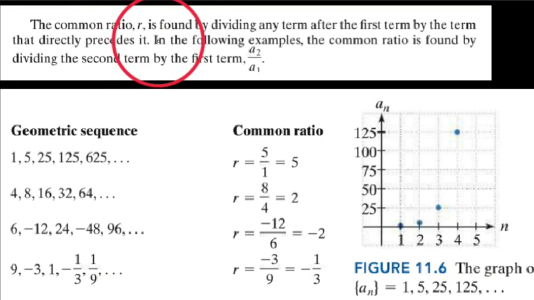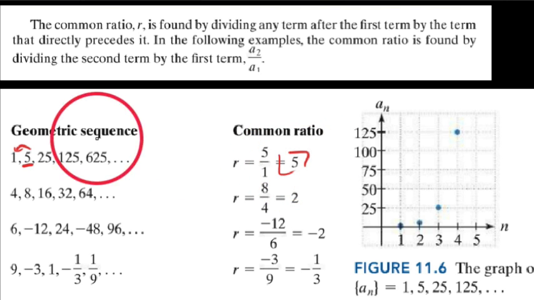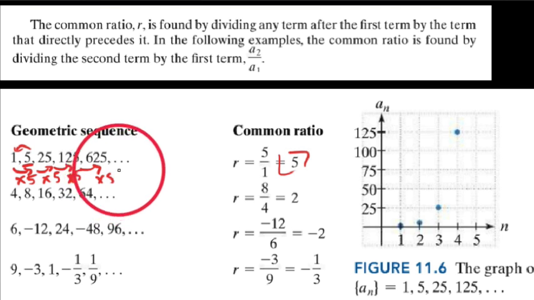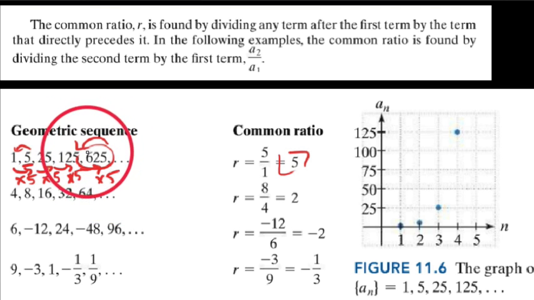We find common ratios by dividing any term after the first term by the term that directly precedes it. In the following examples, we could find the common ratio by taking the second term and dividing by the term before it. For instance here, 5 divided by 1, we would get 5. That's telling us the common ratio between each of these two terms. So our common ratio here is 5, because every term, like 625 divided by 125, is 5. Every term divided by the term before it is 5.